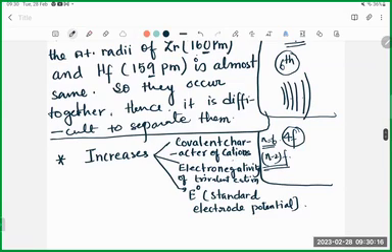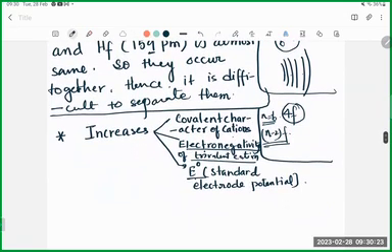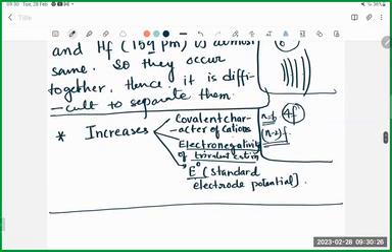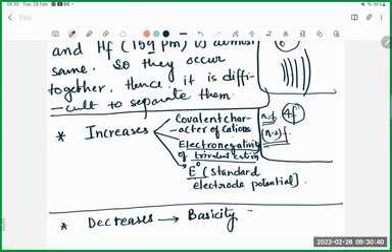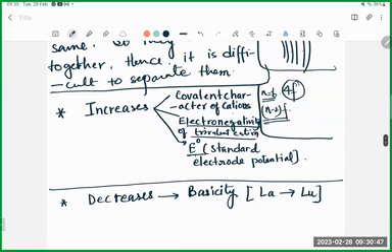Covalent character of cations increases, electronegativity of trivalent cation increases, and standard electrode potential. These terms are all increasing. Then what decreases? The one characteristic which we have seen decreasing is basicity. So basicity decreases from lanthanum to lutetium. It's easy, right?